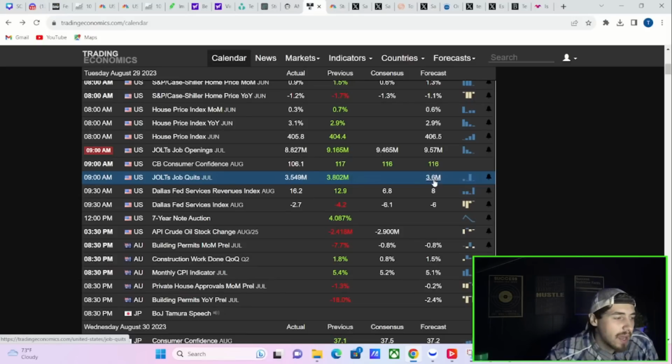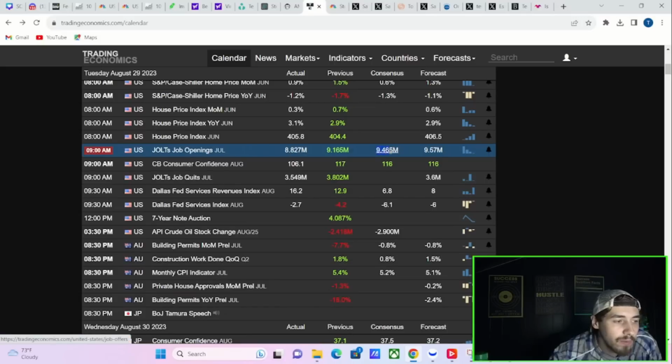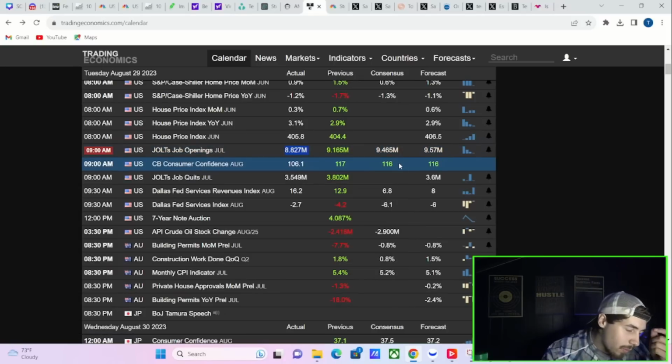The third catalyst on the day today is the JOLTS job openings. This data came in at 10 o'clock in the morning today, Eastern Standard Time. You were expecting 9.46 million job openings, and the JOLTS number came in at 8.82 million. So way lower than expectations.